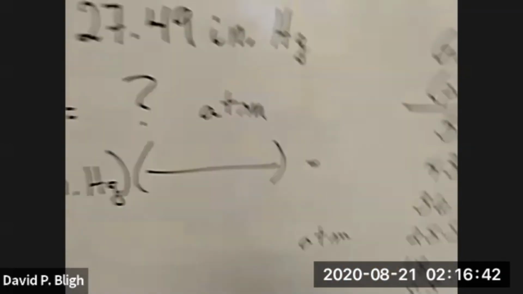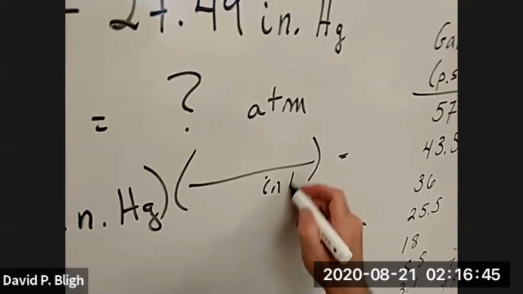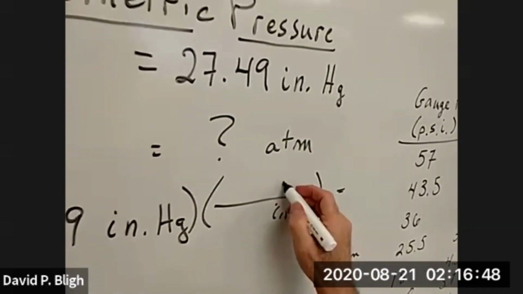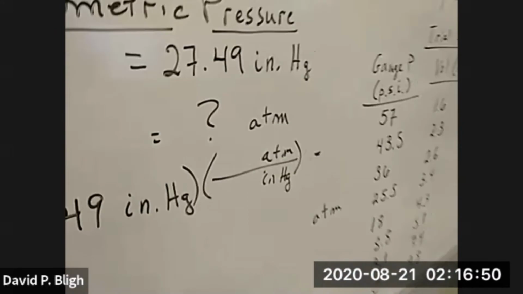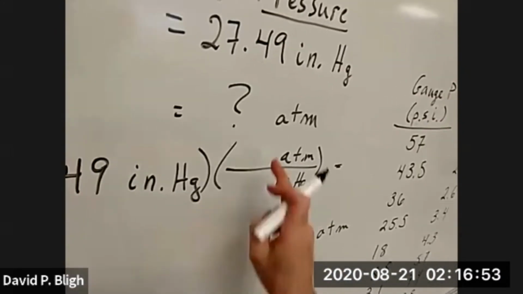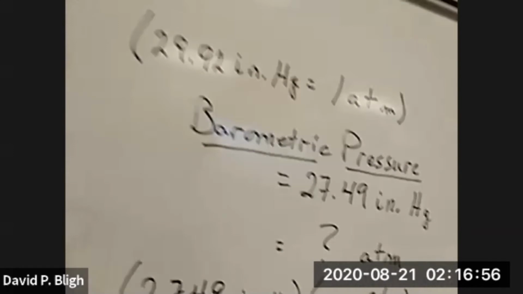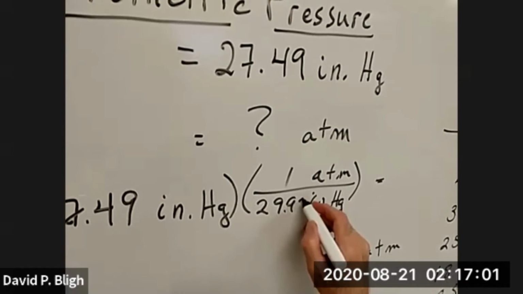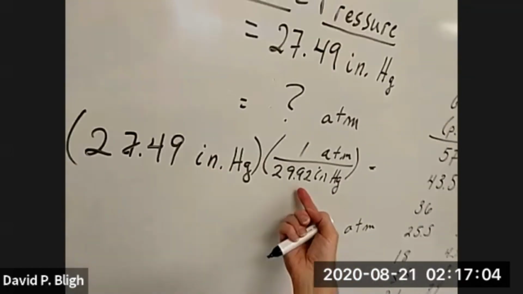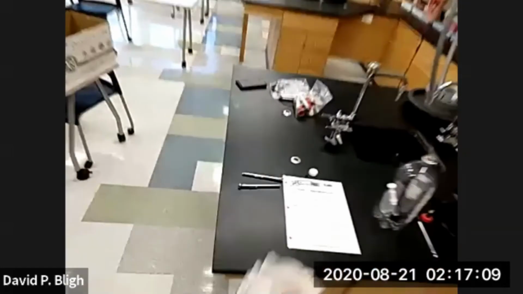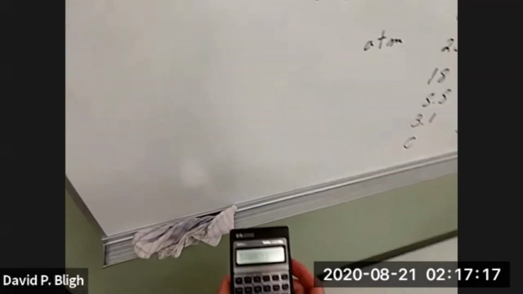And we want that to be in terms of atmospheres, right? So we need to cancel inches of mercury down here and end up with atmospheres there. So what's the conversion factor? How many atmospheres equals inches of mercury? Well, one atmosphere is 29.92 inches of mercury. So divide 29.92 into 27.49. And I'm not good enough to do that in my head, and I don't feel like longhand division. So let's use a calculator.